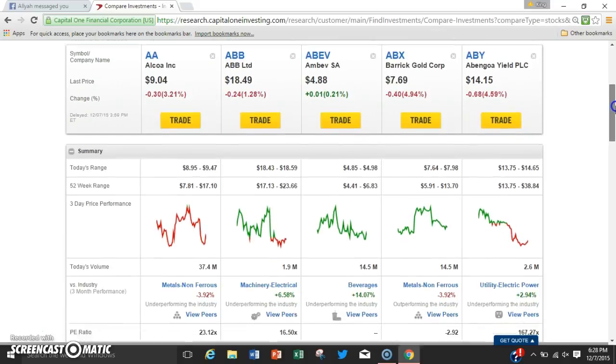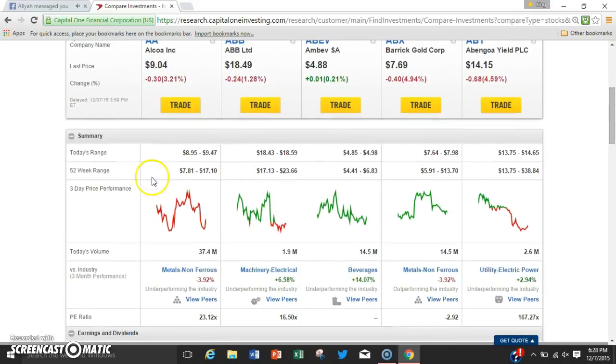Now, one thing you do want to pay attention to, you see where it says 52-week range, and then today's range. That 52-week range is a year, so you kind of want to look at it like this. The lowest it was this year was $7.81. The highest was 17, so it's coming off that. It's not too far away from it, but it is coming off that.